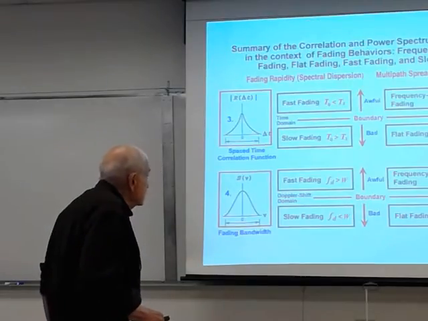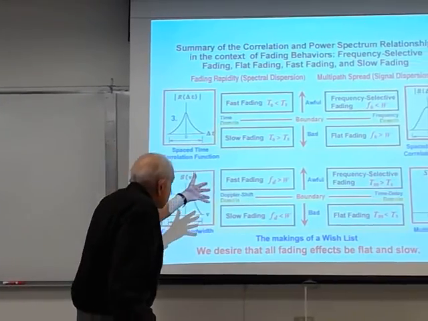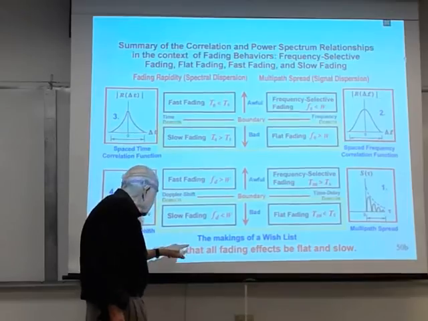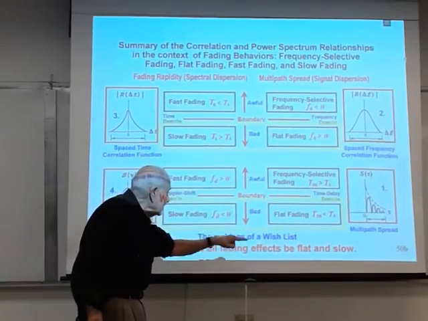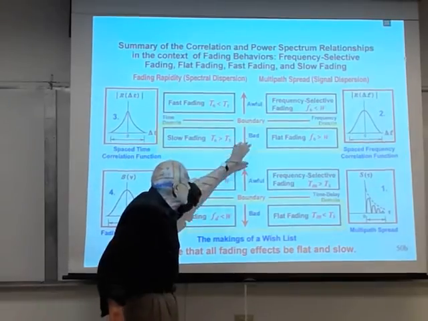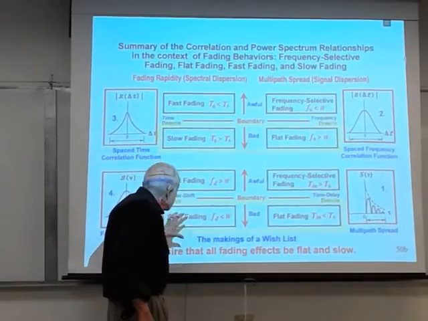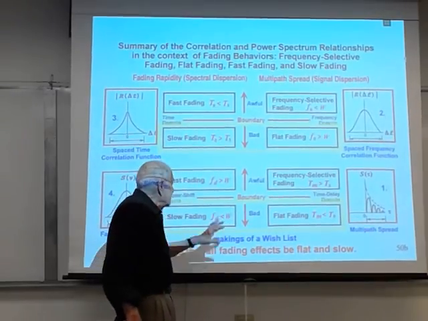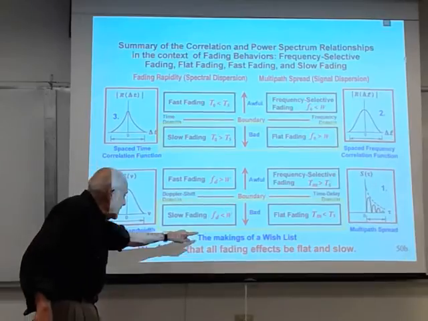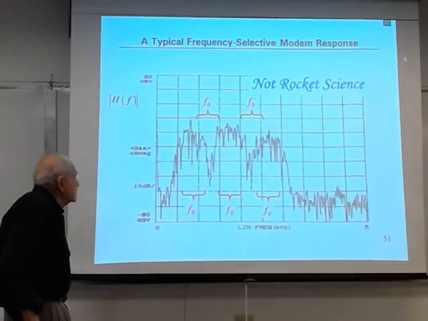So again, we showed you these pictures, and I'm telling you that these boundaries and conditions, and knowing what we want, we desire that all fading effects be flat and slow. And so this is what I want here. I want it to be merely bad, not awful. This is what I want here, merely bad, not awful. And that's the makings of a wish list. That's the makings of getting a wish list started.